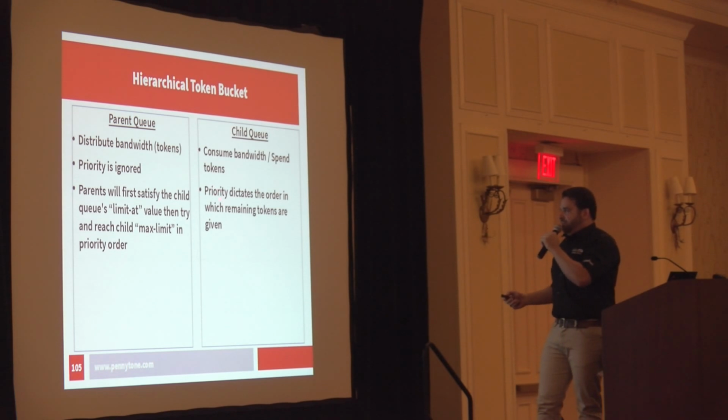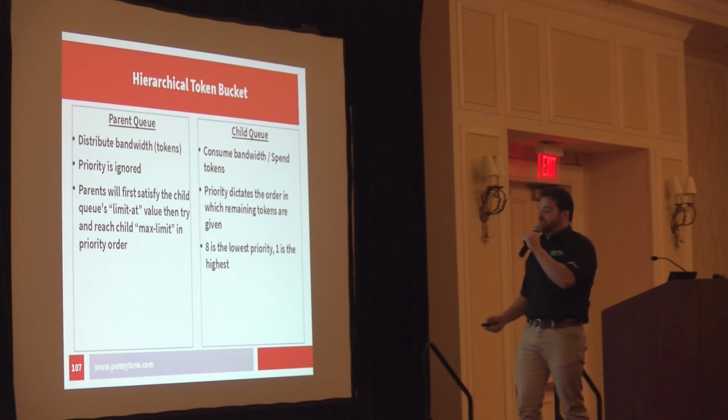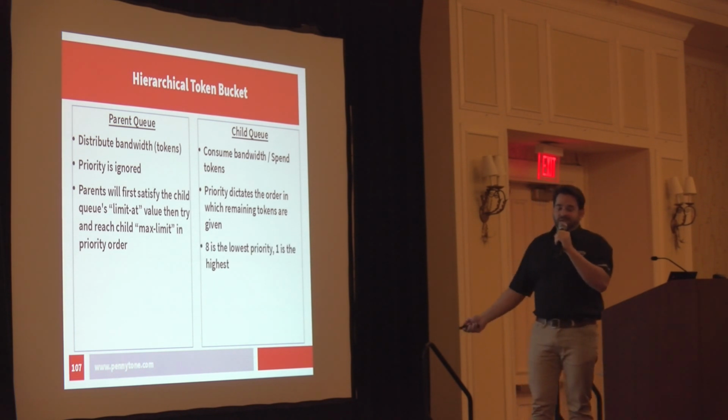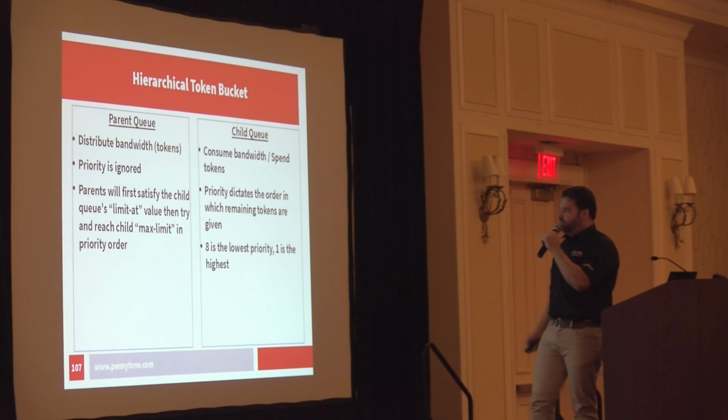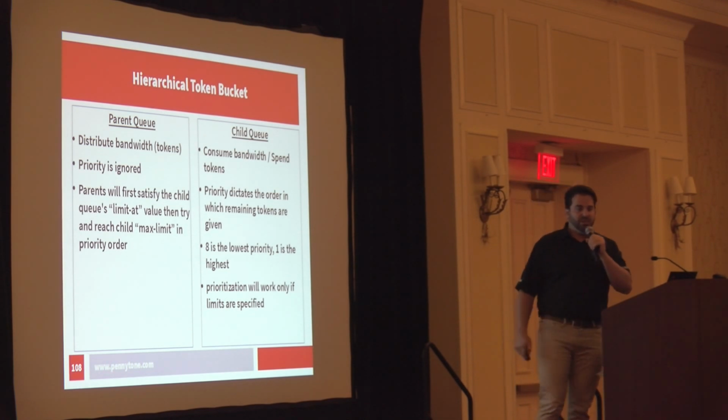So on the child queue, obviously, priority dictates the order in which remaining tokens are given. What's going on? We have 8 priorities in MikroTik and Linux, because it's based on Linux. 8 is the lowest priority, and 1 is the highest. And prioritization will only work if limits are specified. I can't say that enough.